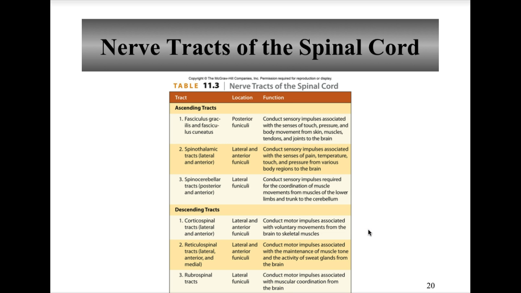And then here you can see a summary of all those nerve tracts of the spinal cord. If you missed some of that information, you could check it out here in the table. Compare what you wrote down with what I was just going over. There you can see the ascending tracts, descending tracts, their location, and their function.